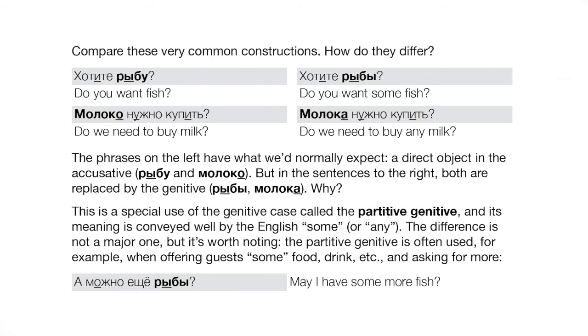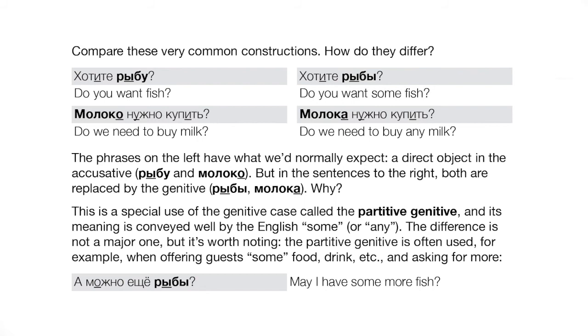So хотите рыбы? Another example, молоко нужно купить, right? Do we need to buy milk? Or молока нужно купить? Do we need to buy any milk? Right, so not that big of a deal, I guess, because you could say either, but there is this slight difference in meaning. And again, when you're offering someone food, or asking for some food, you very often get this partitive genitive.